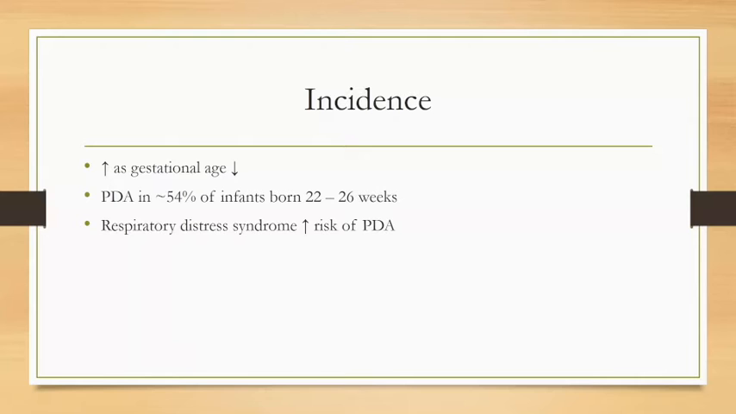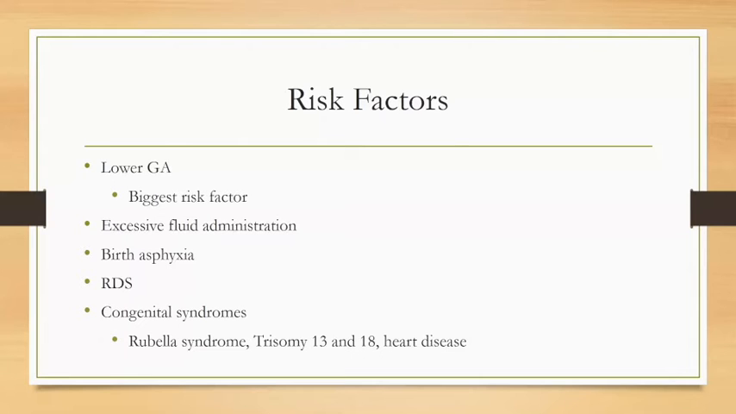Some other risk factors to consider: excessive fluid administration, birth asphyxia, RDS, congenital syndromes like rubella syndrome, trisomy 13 and 18, and congenital heart disease as well. Congenital syndromes make up about 60 to 70% of those that have PDA.